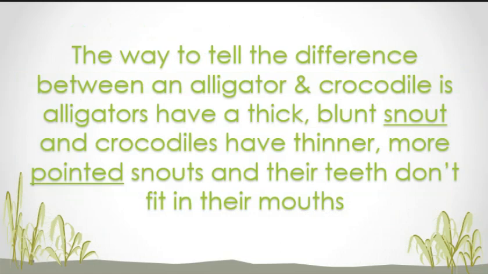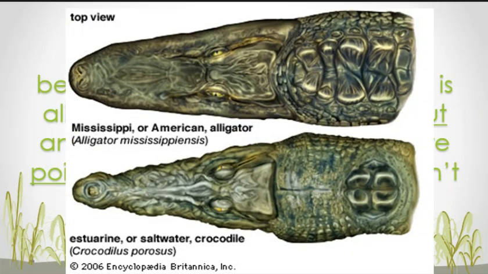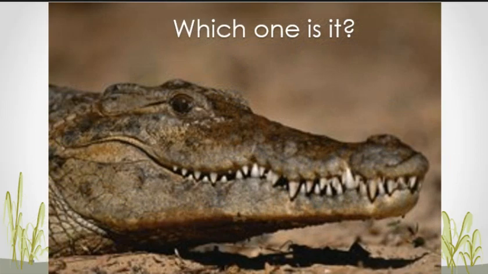You're being slow, Max. So I'll show it to you here. There's the U-shaped snout of our alligator, the American or Mississippi alligator, and then our saltwater crocodile has a V shape. And then tell me which one this is. That's the crocodile, because the teeth go outside. You can see the bottom teeth. Yes, so it's a crocodile.